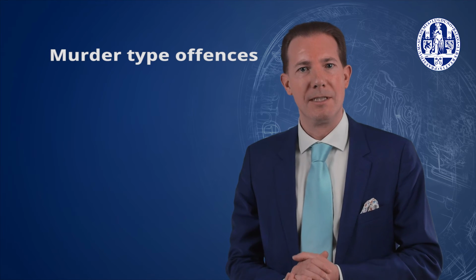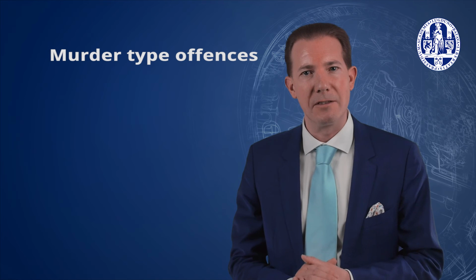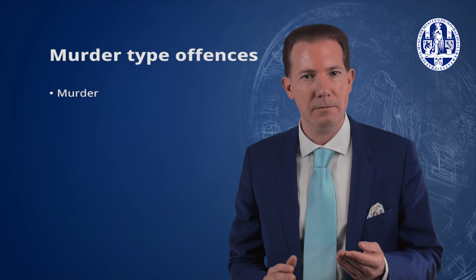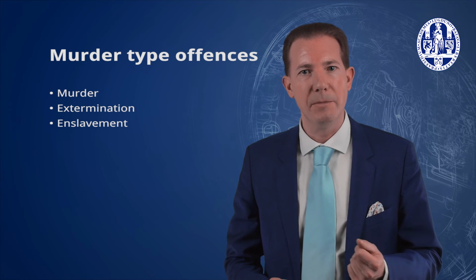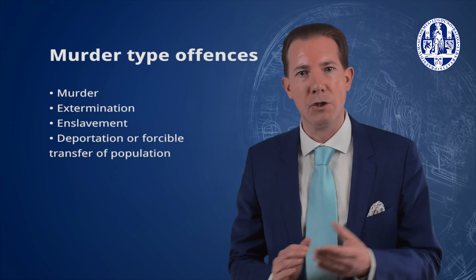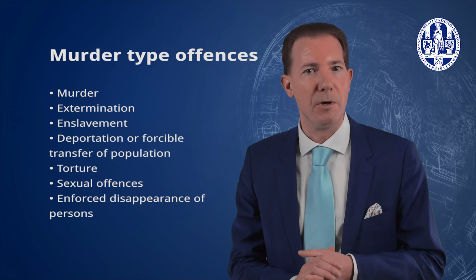Crimes against humanity consist of two types of offences. The first type is a so-called murder type. Some, but not all of the murder type offences are also criminal offences in national legal systems. They include murder, extermination, enslavement, deportation or forcible transfer of population, torture, sexual offences, and enforced disappearance of persons.